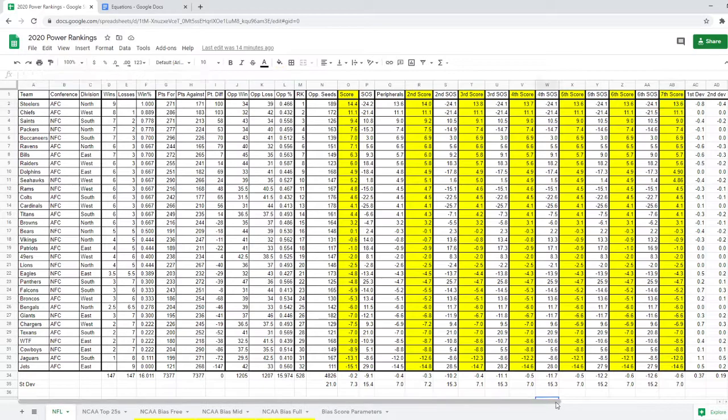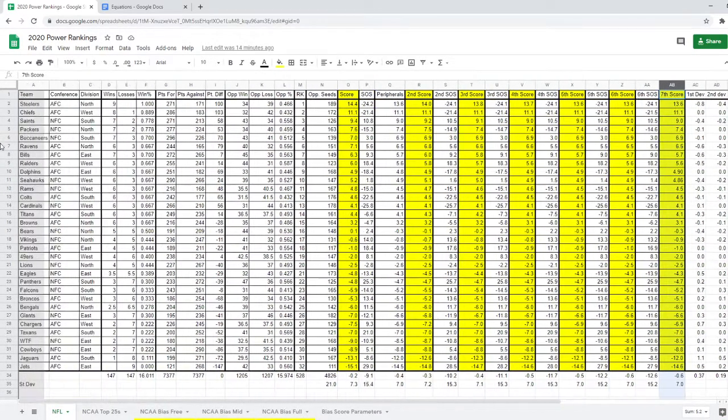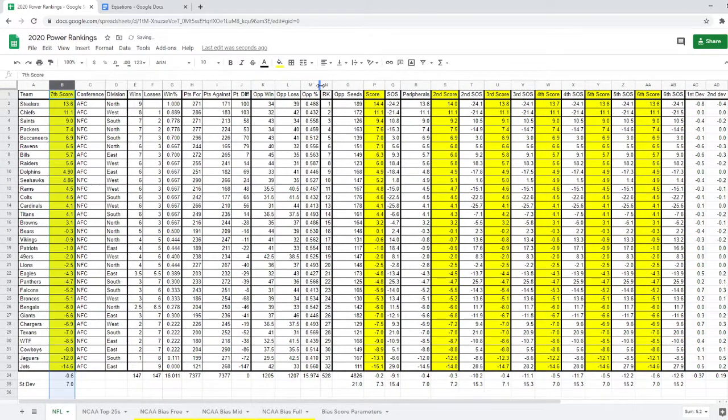Now, why do I feel comfortable using the seventh score? Well, it's because of this. Look, 0.01 standard deviation across. That basically means that it's as close to central as possible, which basically means that I use this as the score in order to determine which teams are which.